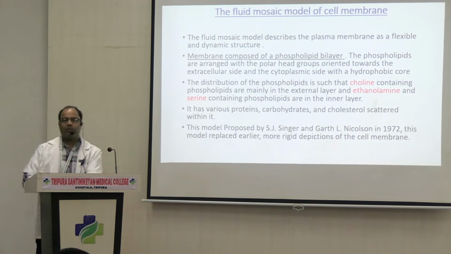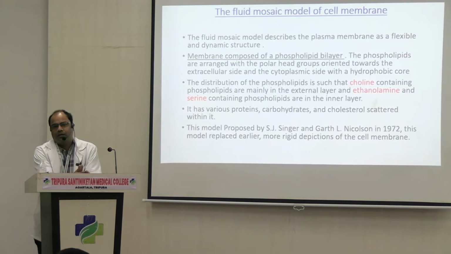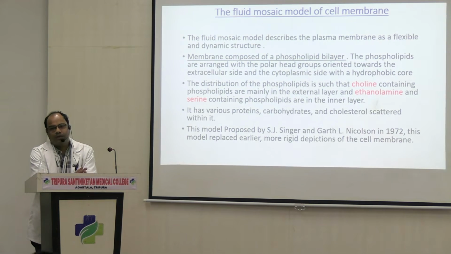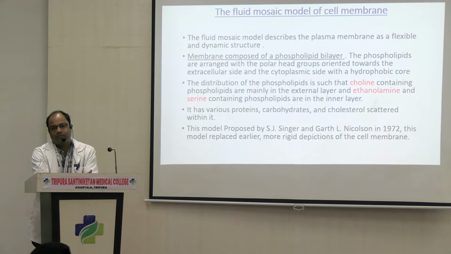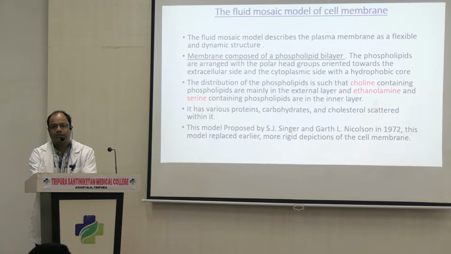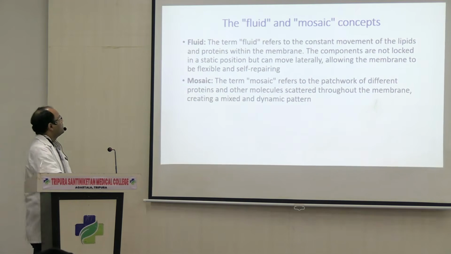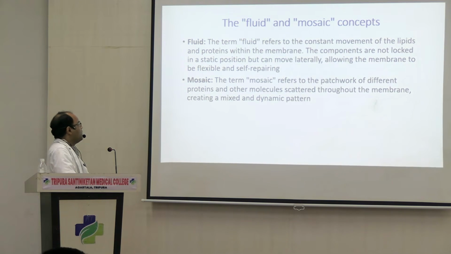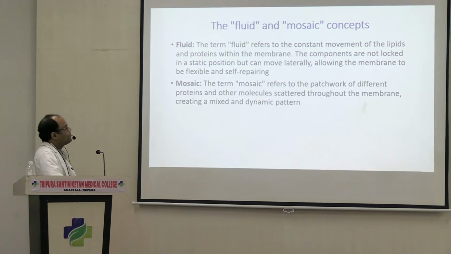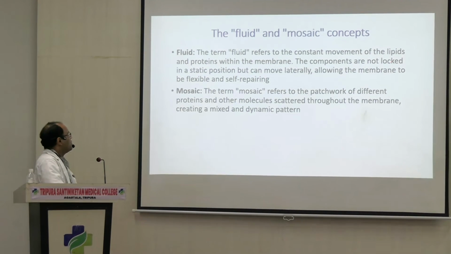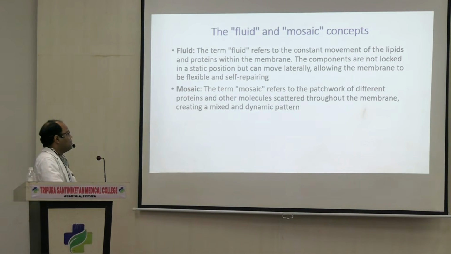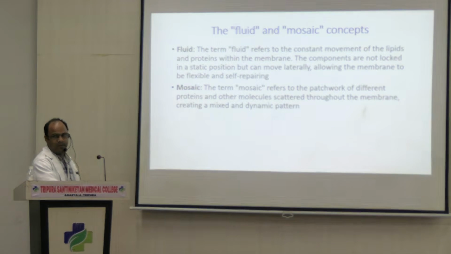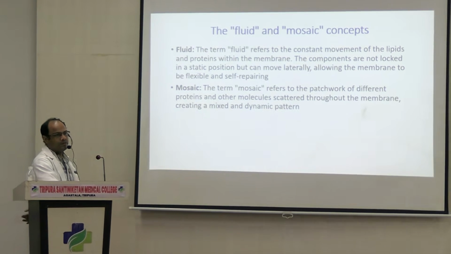This model was first proposed by Singer and Nicolson in 1972. Previously, it was believed that cell membrane is a rigid structure. After this theory, we came to know that cell membrane is a dynamic structure. Right? Fluid means constant movement of the lipid and proteins within the membrane. The components are not locked in a static position but can move laterally. Lateral means sideward or maybe forward, backward.